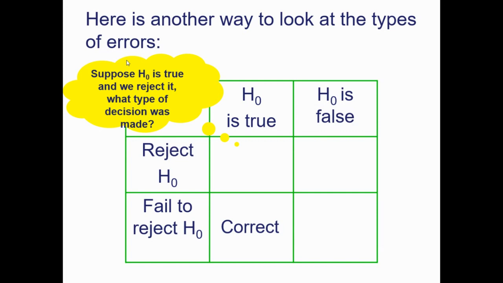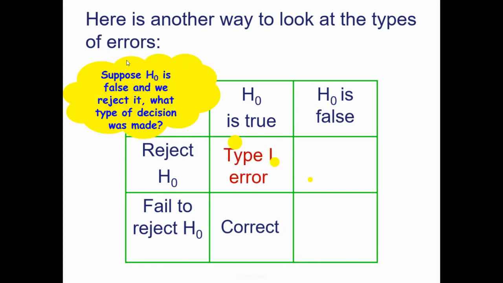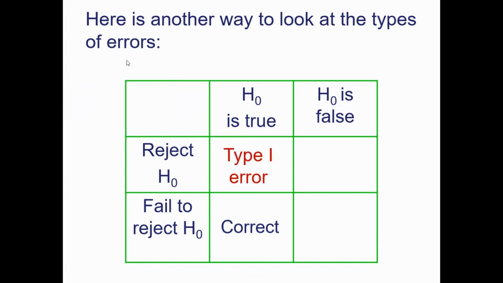Now let's suppose the null is true and we reject it. Not good. What kind of error is it? Type 1 or type 2? Type 1. So when the null is true and then we turn around and we reject it, that's a type 1 error.